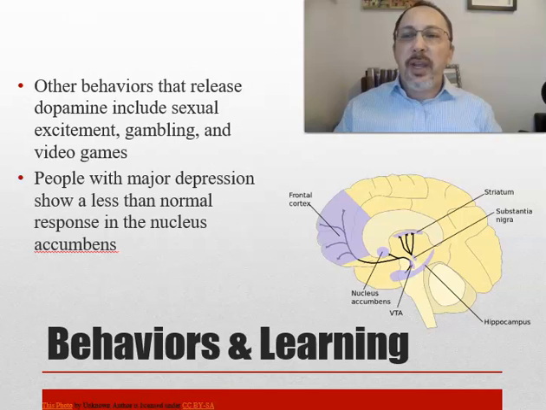So other behaviors that release dopamine include sexual excitement, gambling, video games. Really, when we think of addiction, we're thinking about dopamine. People with major depression show a less than normal response in the nucleus accumbens. So this is the little structure there in the basal forebrain.